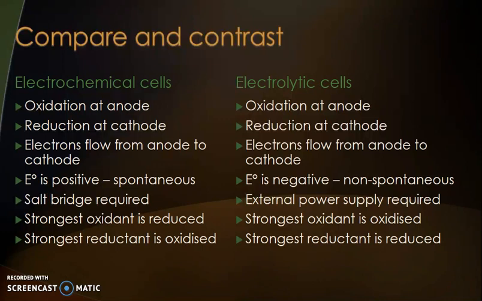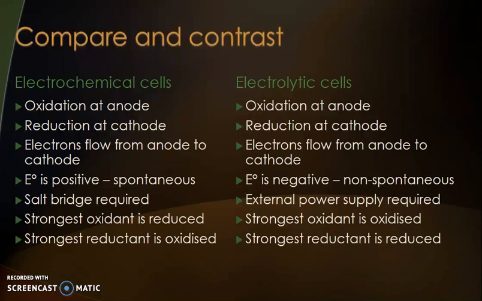So our stronger oxidant, or our weaker reductant, I should say, is the one that's being oxidized, and the weaker oxidant is being reduced. That's why we require a power supply in an electrolytic cell, because we're forcing those electrons to move in a way that is against their natural tendency. Okay, so that's the basic compare and contrast between the two cells.